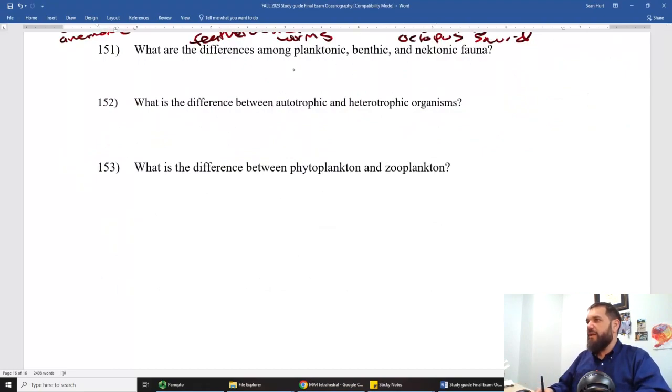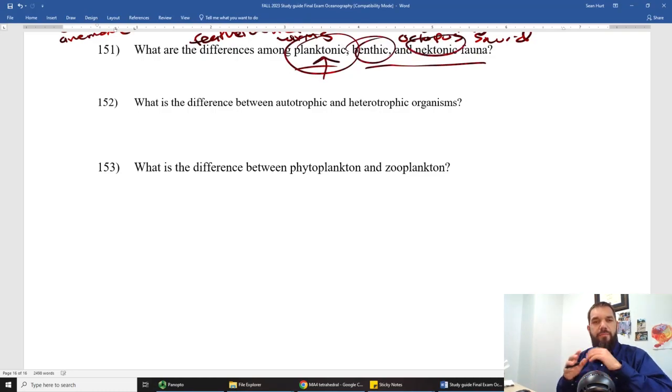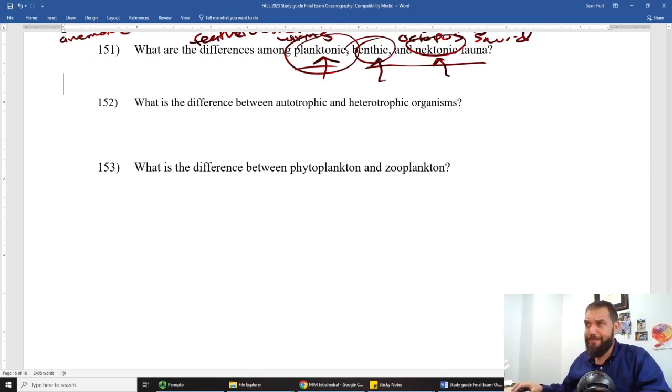What are the differences between planktonic, benthic, and nektonic fauna? Planktonic means that you are carried by the currents. You have basically no control over where you go. You're carried along by currents, carried along by tides or whatever. Benthic means that you live on the bottom of the ocean, not in the water column, but on the seafloor. Nektonic means that you are a swimmer. So you live in the water column, but unlike plankton, you can swim and you have some control over your own destiny. You have control over where you go.